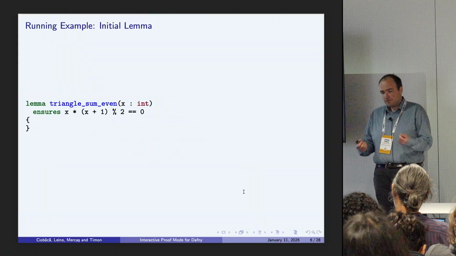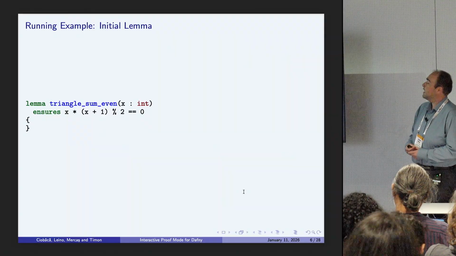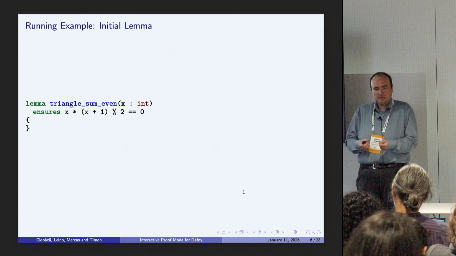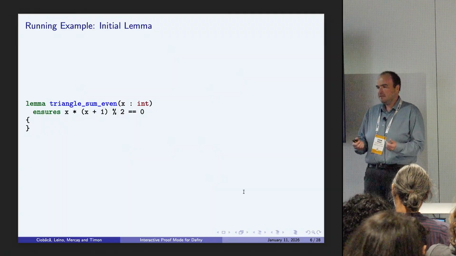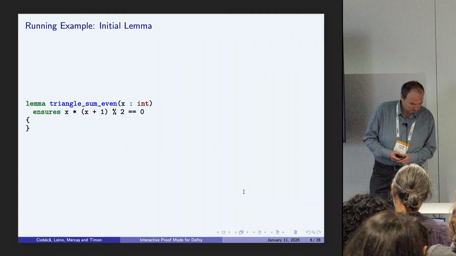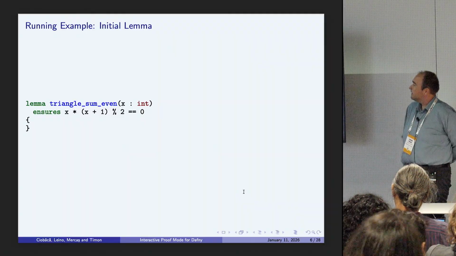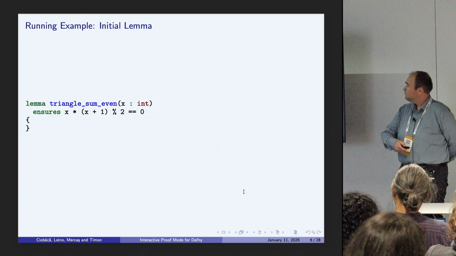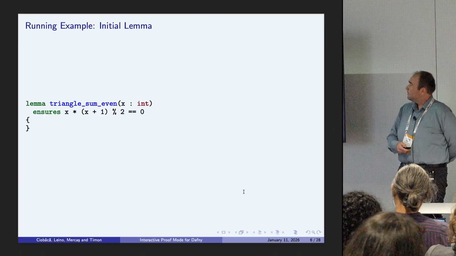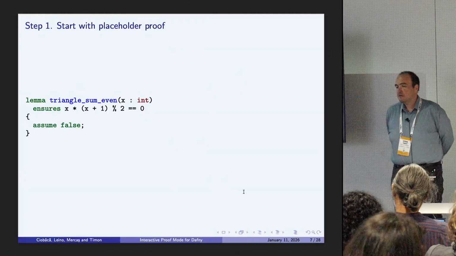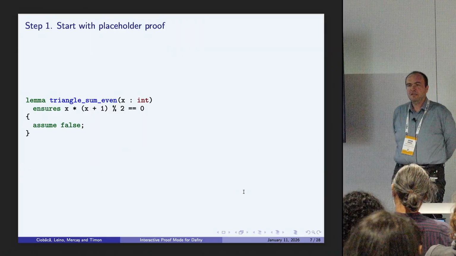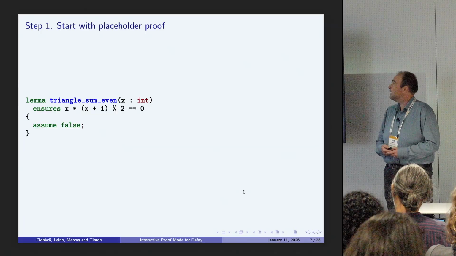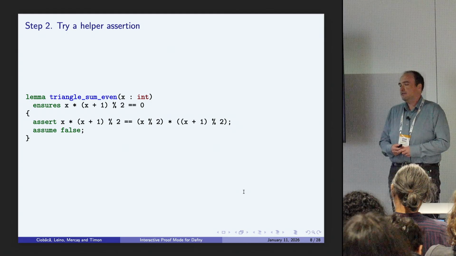Okay, and I'll show you an example of how to develop a proof in Dafny for this trivial lemma here, which does not verify automatically because it has some nonlinear arithmetic in it. It states that x times x plus 1 is divisible by 2. The system fails to prove it automatically, so an experienced user will typically start with a placeholder proof. So say assume false, so anything follows. And then later on, when it comes time to make the actual proof, you start iteratively working on it.